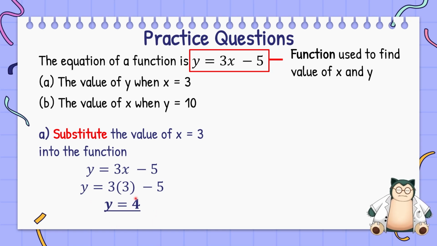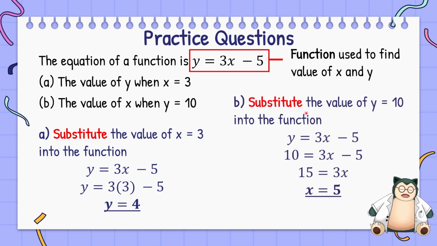And that's your answer. Now part B is a bit different. For part B we still do substitution, but instead of substituting the value of x, now we substitute the value of y. So same thing, using our equation, we substitute the value of y equals 10. And then we do our linear equation. What we do in linear equation, we make x the subject, and ultimately we get x equals 5. Is that okay? The key skill used in this question is just substitution.